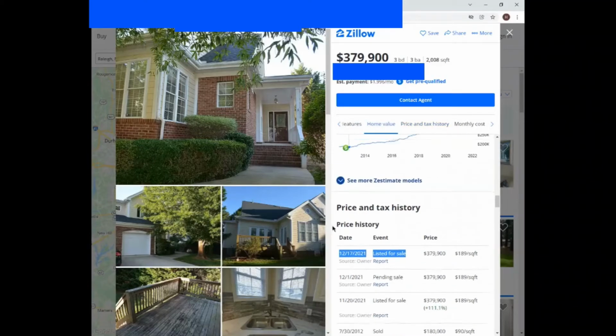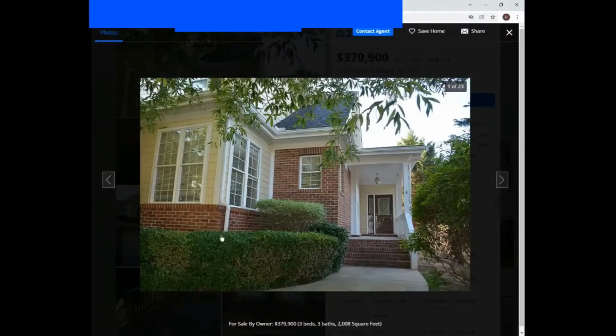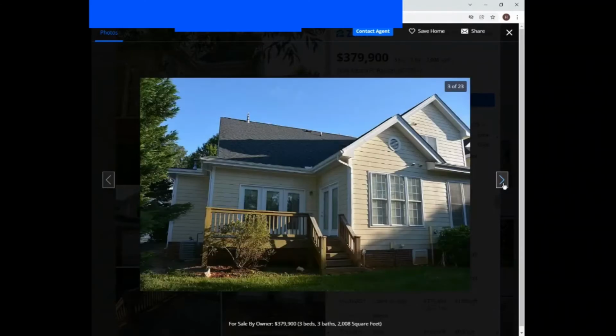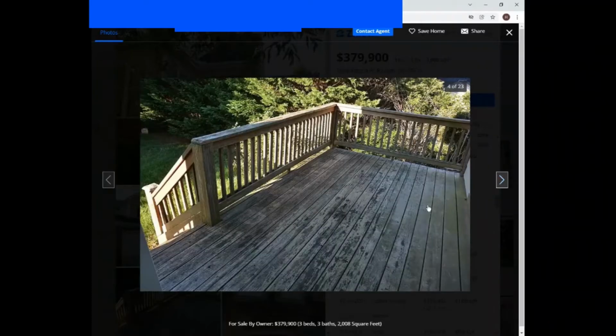Now, the third area that I want to look at is the home itself. I want to look at the product. They've got it displayed very nice. It's got great curb appeal, super nice townhome. It's got a nice front yard, beautiful tree in the front, nice backyard area. Looking at this deck, I think it could be rejuvenated a little bit.